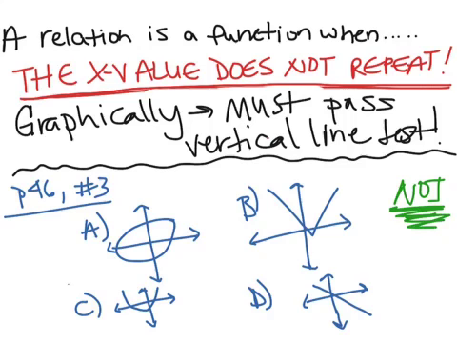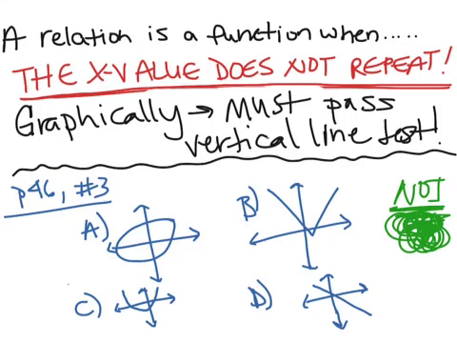Alright, so if you turn to page 46 and look at number 3, it wants to know which of the following graphs is not a function. In order for a graph to be a function, it must pass the vertical line test. But we're looking for the one that does not pass the vertical line test because it's asking for which of the following is not a function. So I'm going to draw vertical lines on all of my graphs.